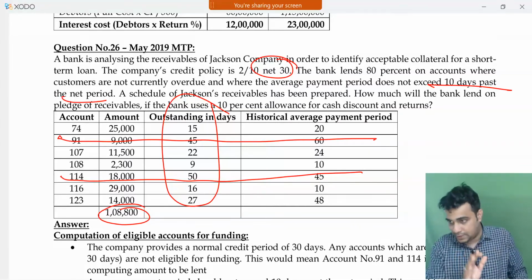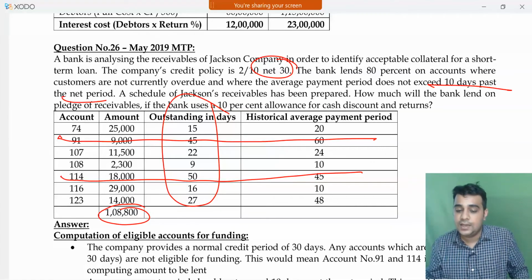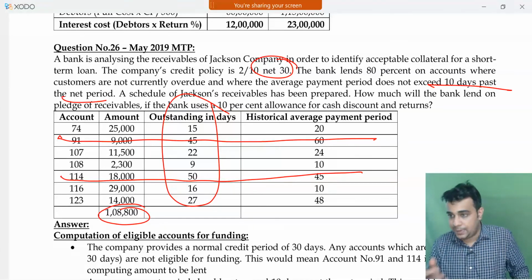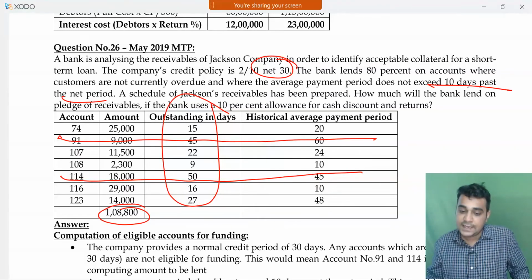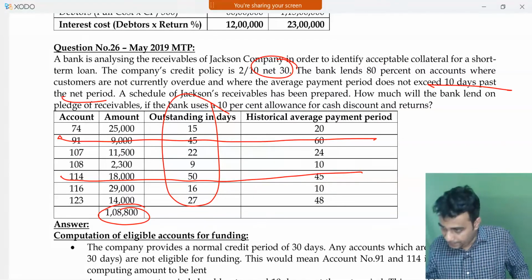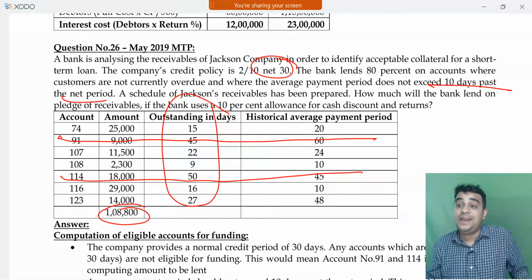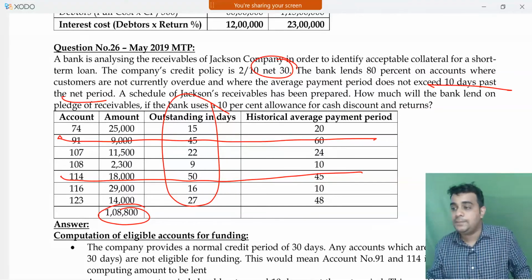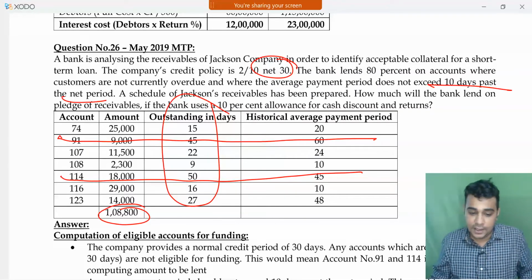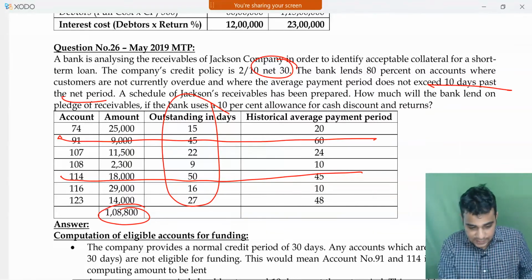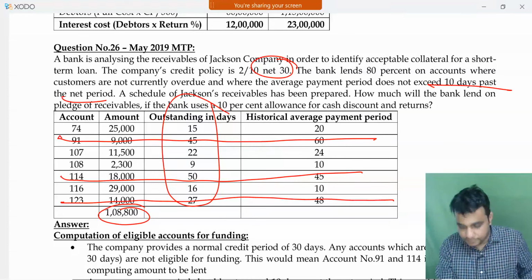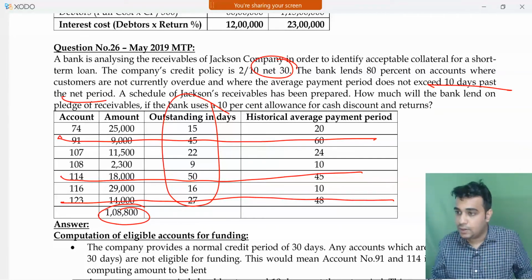This is one first condition. First condition is it should not be overdue. Overdue is 30 days. I am assuming 30 days is the credit period. Second, historical payment period should not be 10 days post the normal net credit period. So the historical data should not be more than 40 days. In this customer is also eliminated. This customer is also eliminated.